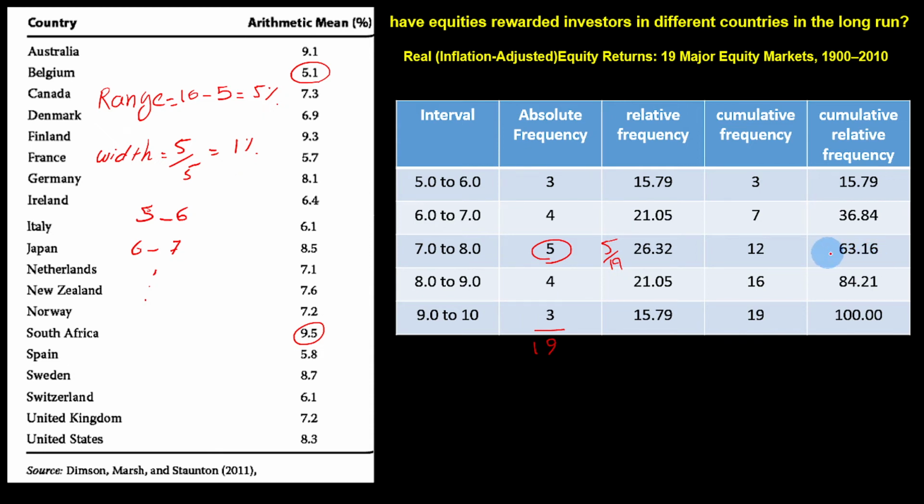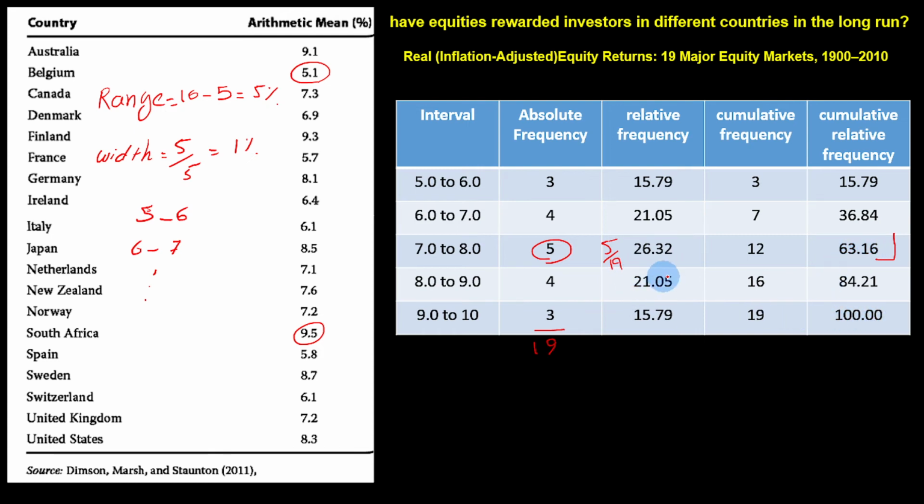Now, what does that mean? That means 63.16% of the returns are less than 8%, but not less than 5. So 63.16% of all the returns are somewhere between 5 and 8%, but less than 8%. If 63.16% are less than 8%, that means 36.84% of them are more than 8%, from 8 to 10, right? That'll be the difference between 63.16 and 100%.